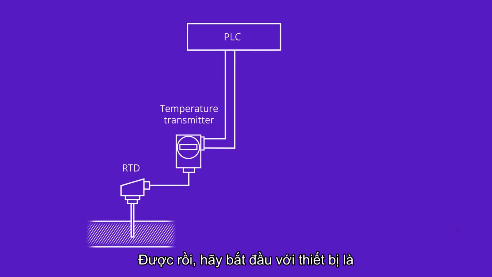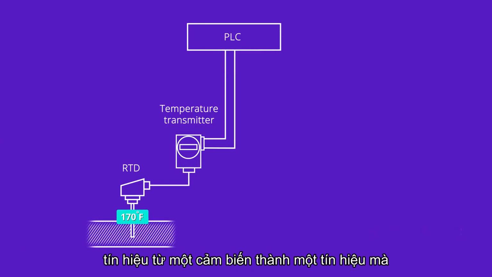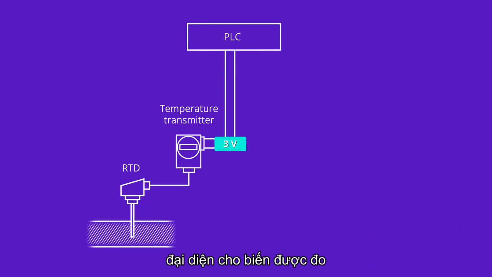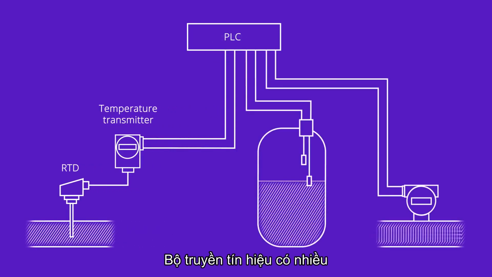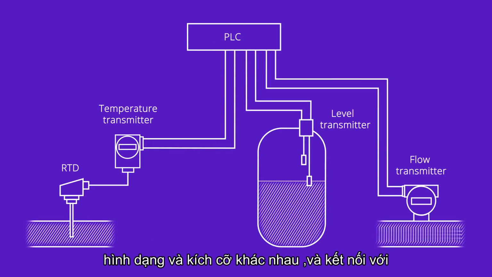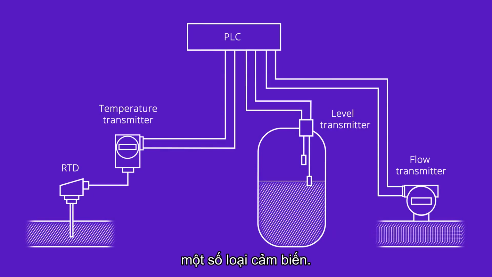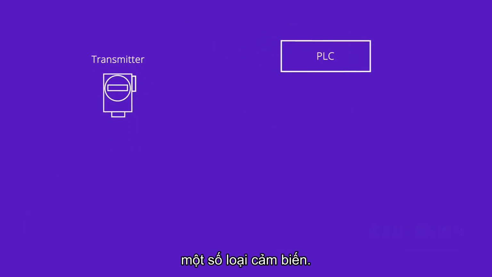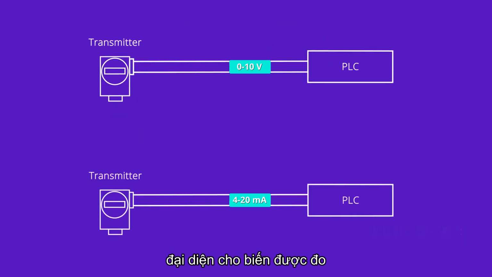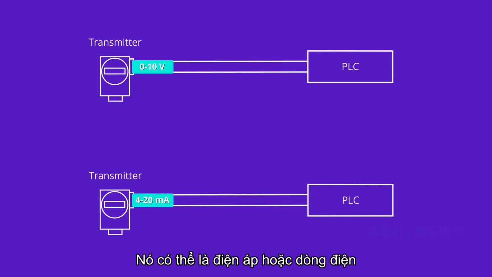Okay, let's get started. A transmitter is an instrument that converts the small signal from a sensor to a signal which represents the variable being measured. Transmitters come in all different shapes and sizes and connect with several types of sensors. The transmitter output signal representing the variable being measured can be voltage or current.